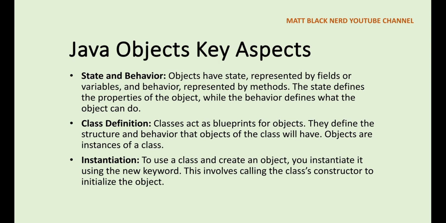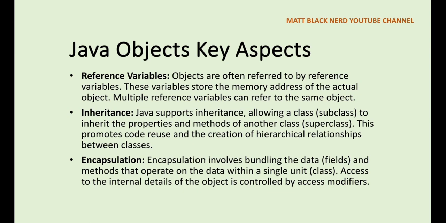Instantiation. To use a class and create an object, you instantiate it using the new keyword. This involves calling the class's constructor to initialize the object. Reference variables. Objects are often referred to by reference variables. These variables store the memory address of the actual object. Multiple reference variables can refer to the same object.